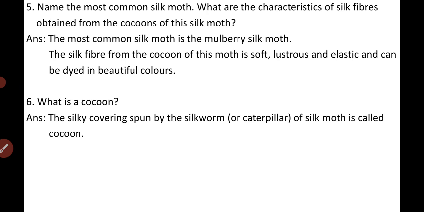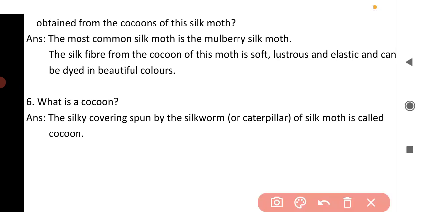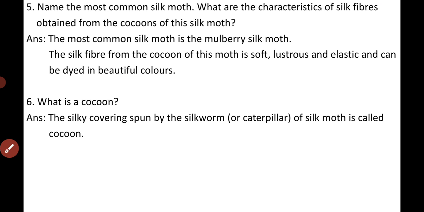The silk fiber from the cocoon of this mulberry silk moth is soft. It is soft, lustrous, that means shiny. It is elastic and can be dyed into beautiful colors. These are the characteristics of the silk fibers obtained from the cocoons of this mulberry silk moth.